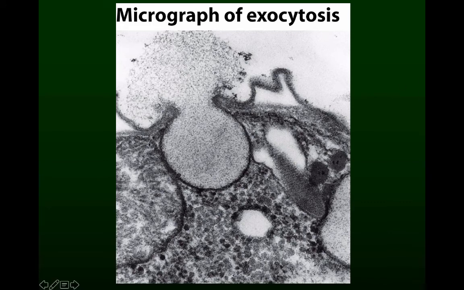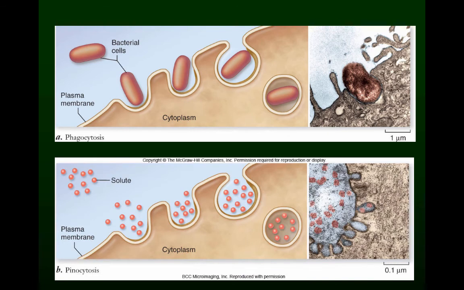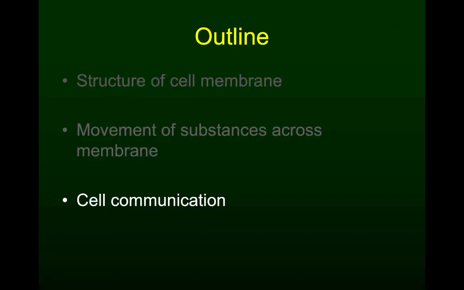This vesicle is fused with the membrane, and these molecules are being released out into the environment. So this is endocytosis, right? And this is pinocytosis down here. So phagocytosis, pinocytosis here. Both are types of endocytosis. The difference is what's being consumed. Is it solid matter? Is it liquid? That's kind of the distinction between phago and pinocytosis.